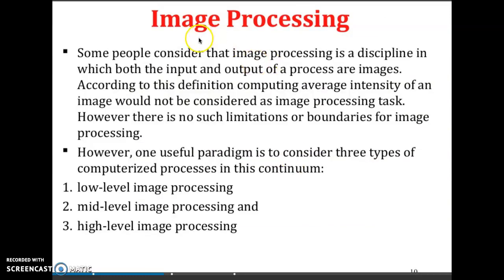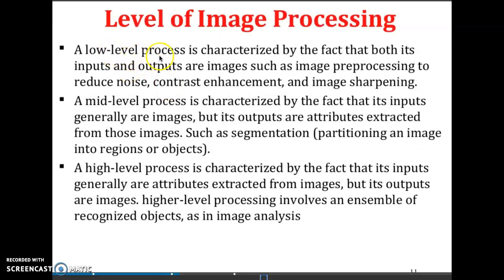So if we deal with image processing, we are going to classify three levels of image processing. First is low level image processing, mid level image processing, and high level image processing. So what is this low level image processing? In low level image processing, input is also image and output is also image. So the examples of such image processing activities are reduction of noise, contrast enhancement, image sharpening.